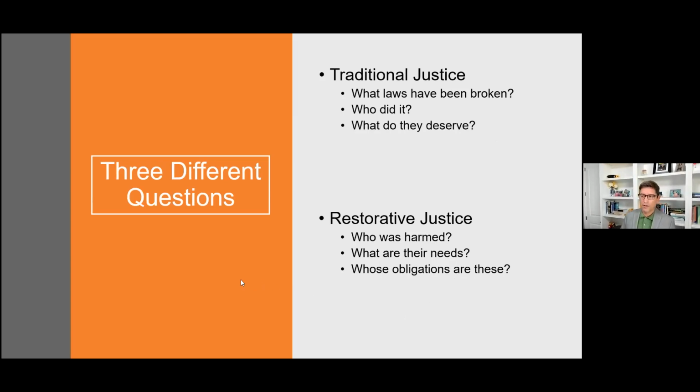So the questions again are three different questions. So again, traditional justice, right, is okay, what laws have been broken, who did it, and what do they deserve? On the restorative justice side, again, it's about who was harmed, what are their needs, and whose obligations are these. So a little different here, right? So we're focused on harms. What are their needs, and not just the needs of, I know I said this is a victim-centered approach, but also what are the needs of the offender or the responsible party? Because many times we find that people commit certain acts or they do certain things, and there's some underlying issues that are causing those problems, right? Or causing this person to do certain things.